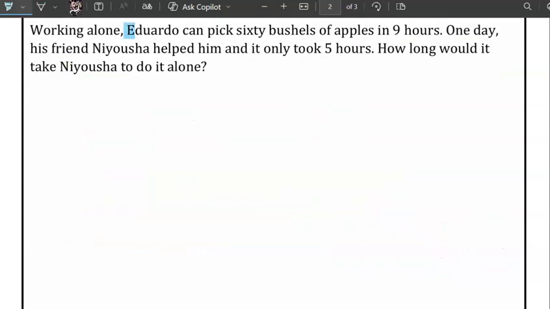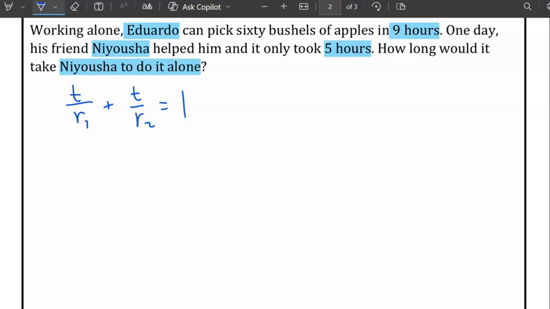Working alone, Eduardo could pick 60 bushels of apples in 9 hours. One day, his friend Nusha helped him, and it only took 5 hours. How long would it take Nusha to do it alone? We have our equation. Together, it would be 5 hours. That's T.